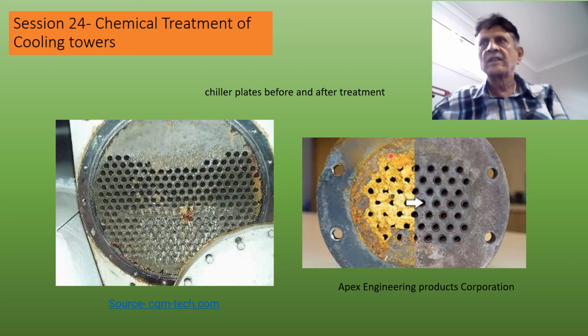And here, rust and scaling has taken place on one side of the system. You find that this area is pretty clean, so water can flow through this, but not through these areas. Likewise, this is the dirty area. This has been cleaned up. So you can see how scaling can affect the function of the heat transfer equipment.